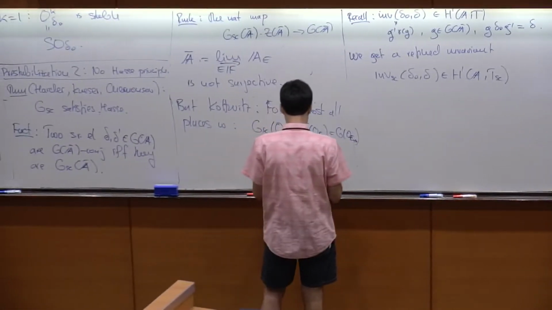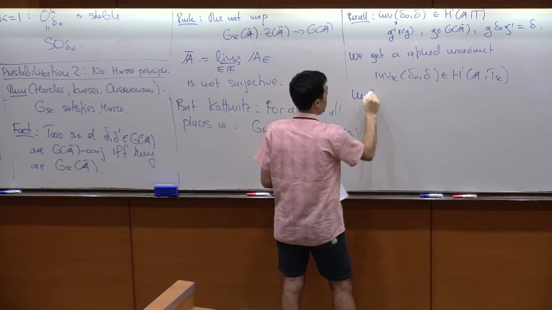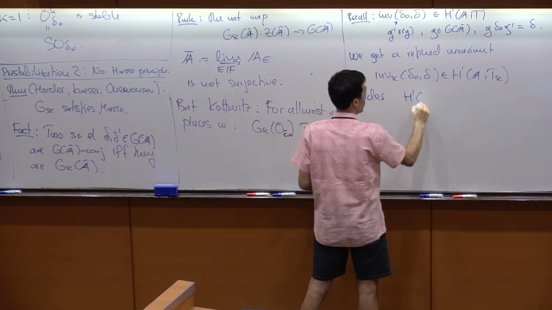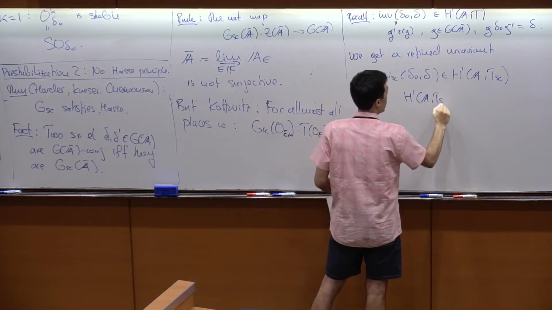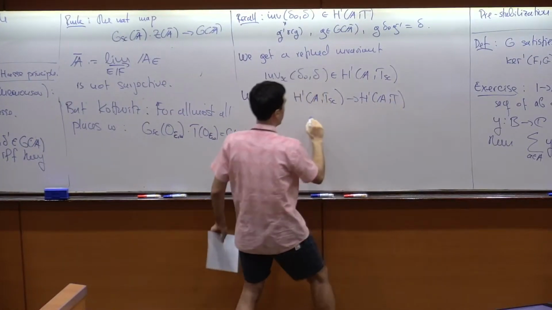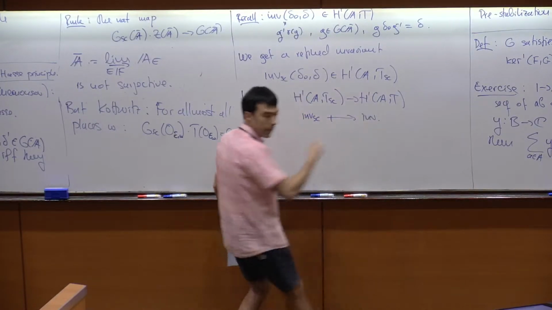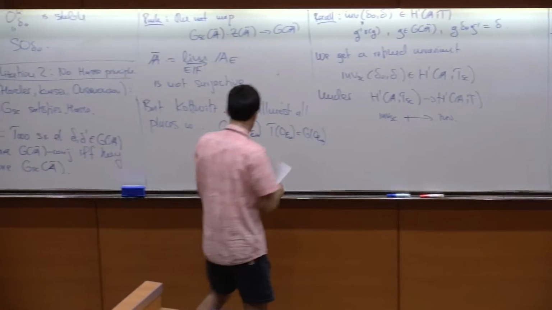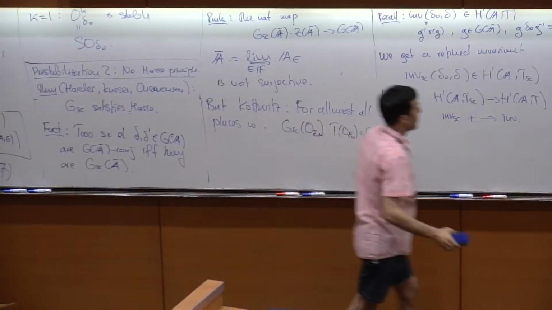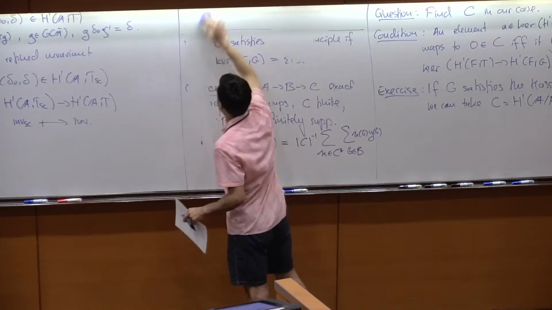So what does refined mean? Under the natural map from H1 A TSC to H1 A T, the refined invariant maps to the original one. That's obvious. Okay. And so now here's the definition for the new group C.